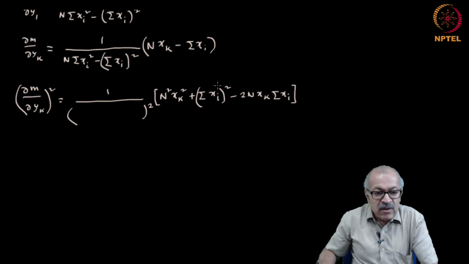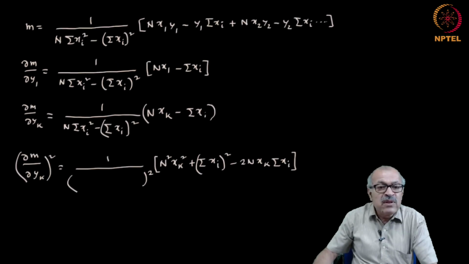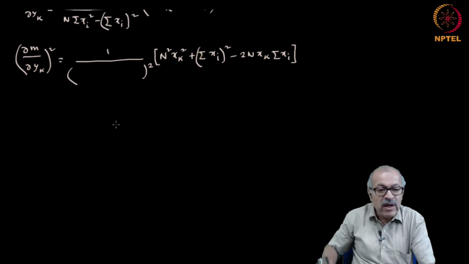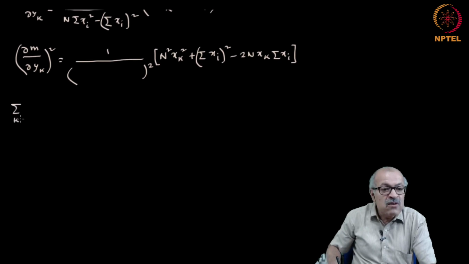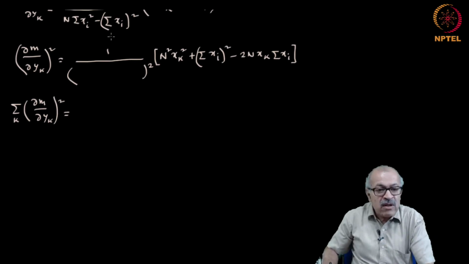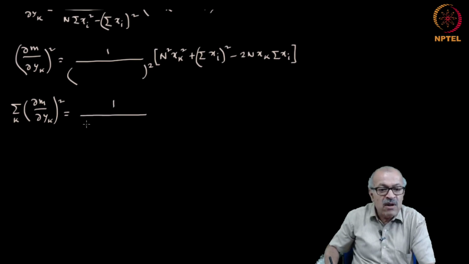Okay. Now what we need is a sum over all k. This has to be summed over all k. So we need to sum this over all k: sum over k of delta m delta y k, whole square. The denominator did not contain any k term, so that will remain as it is. I will just write 1 by whatever it was, square. I am not writing it every time because it will only consume time.